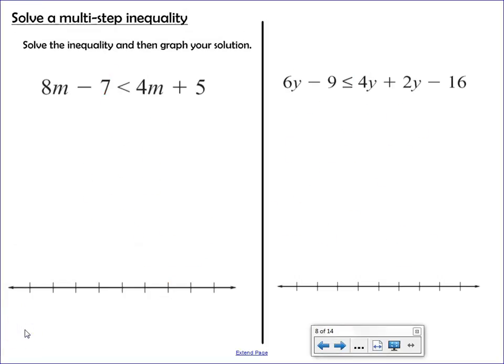Okay, I think you're ready to try and figure these ones out. Multi-step inequalities with variables on both sides. Pause the video, see if you can figure these examples out. Check it when you're ready.